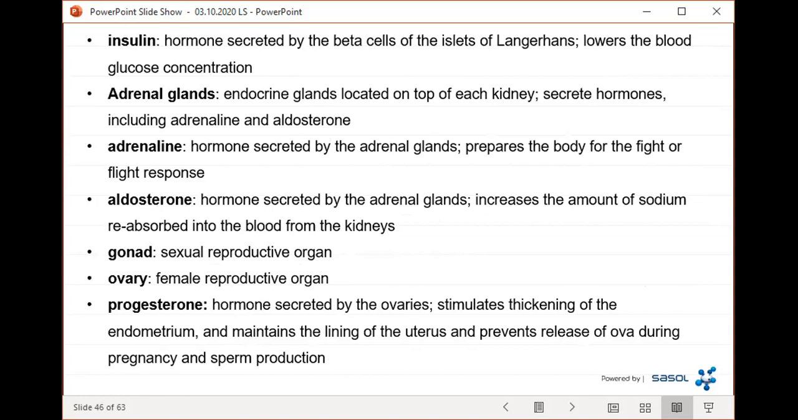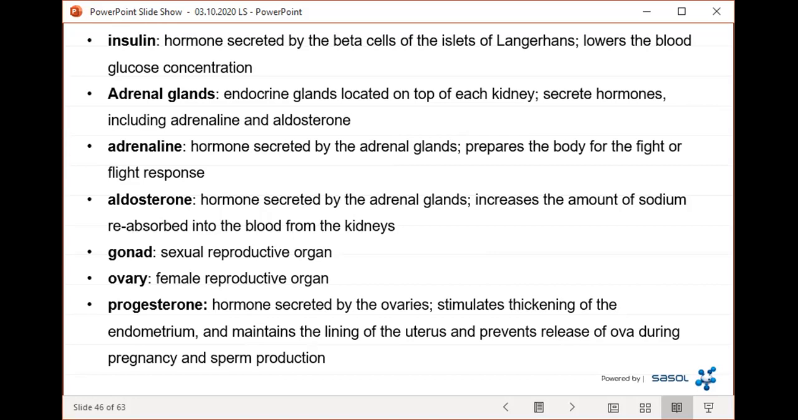So you remember the target organs of insulin would be our muscle cells, adipose tissue, as well as the liver. It would allow these target organs to take in more glucose and convert it into its stored form, which is glycogen.